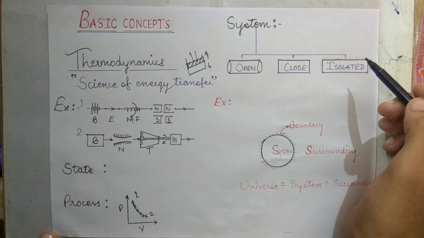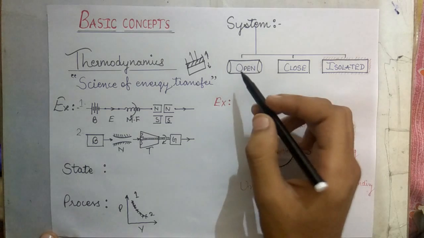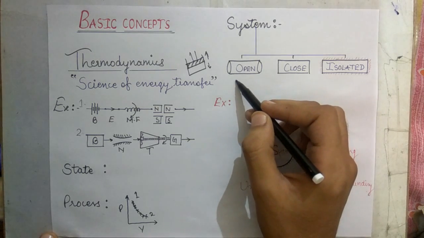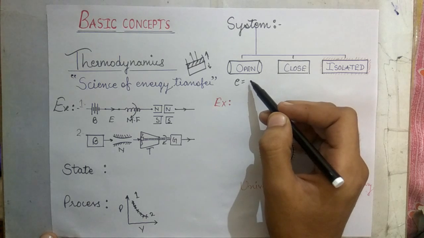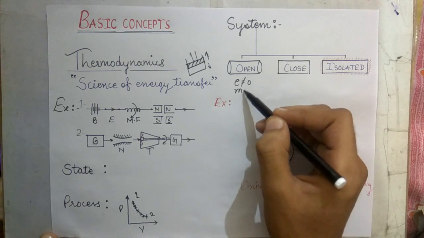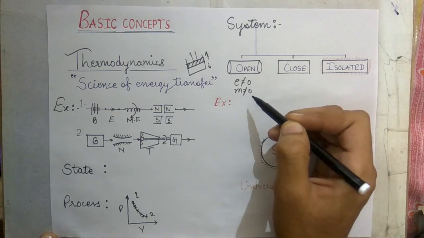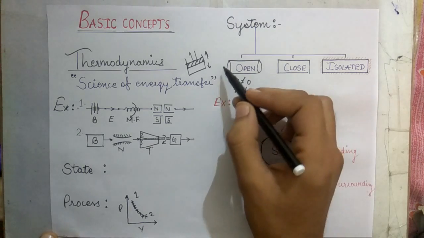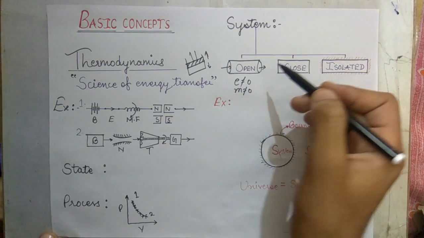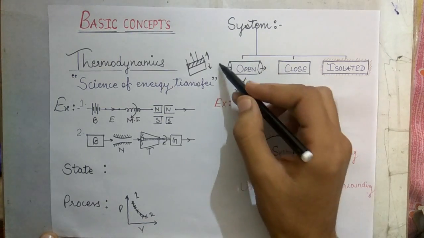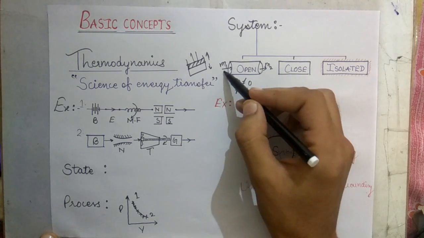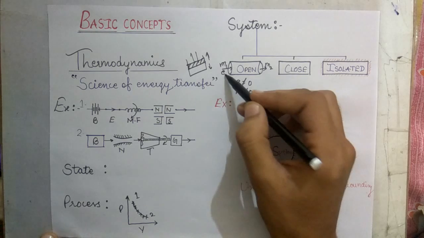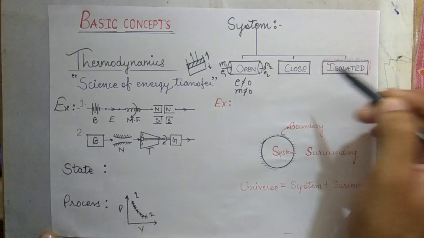So what is an open system? An open system is a system in which energy can transfer. Energy interaction may take place as well as mass interaction may take place across the boundary of a system. So energy will also transfer and mass will also transfer in an open system. Okay, this is our open system.